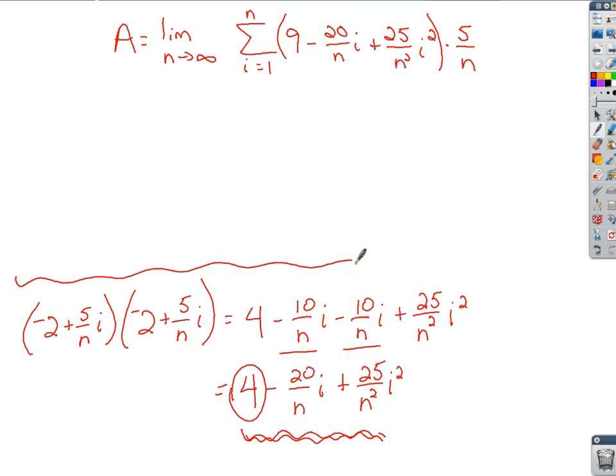So all of this is scratch work down here. Up here I'm just continuing now with my process to find the area. So in my next step, a little more algebra to do. I need to distribute that delta x idea through, so I need to distribute the 5 over n.